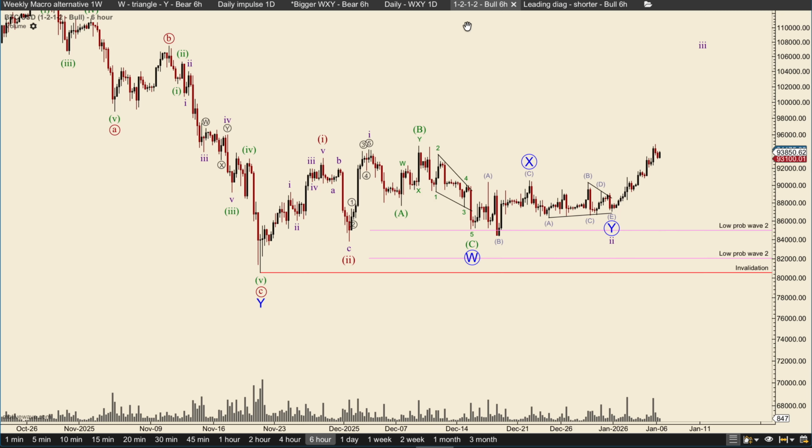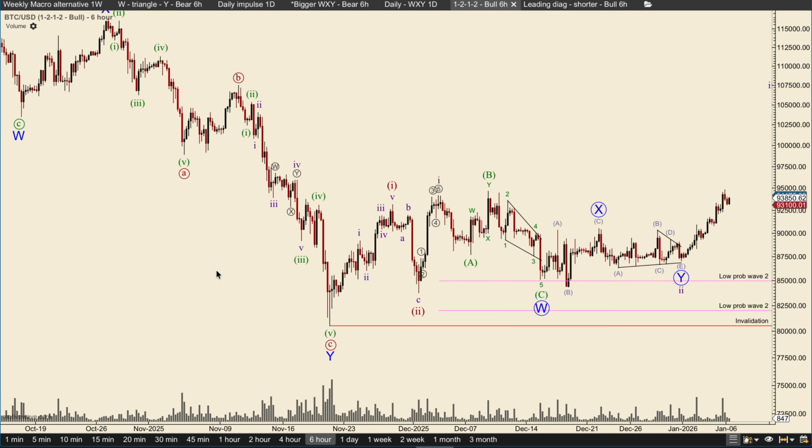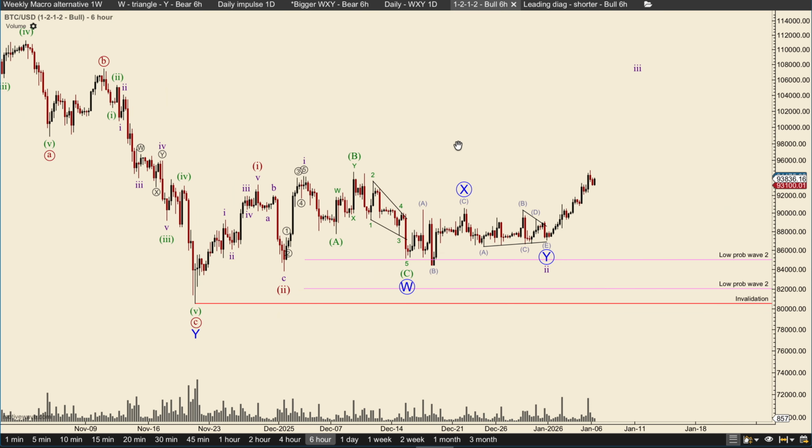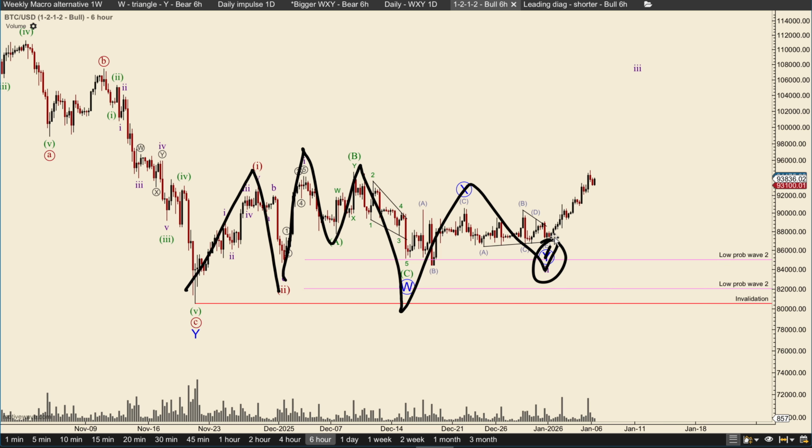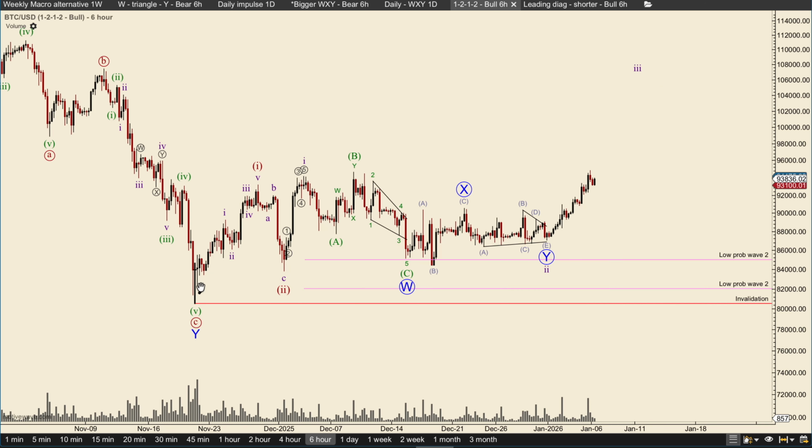So if we move on then to the local structure here, and we are now counting this as a WXY, a zigzag down, what are the probabilities that we are finished here? If we take a look at this, so 1, 2, 1, A, B, C, W, X, Y into wave 2, and now we go into 3, 4, 5, and so on, that we are basically finished here, and this is the bullish scenario. This doesn't really have the highest probability just because of the time between wave 1 and wave 2.